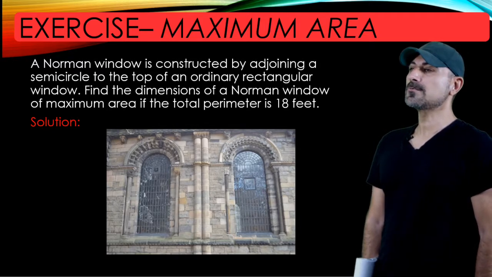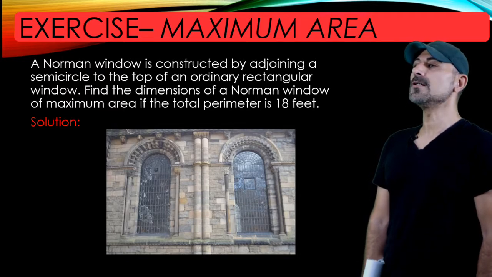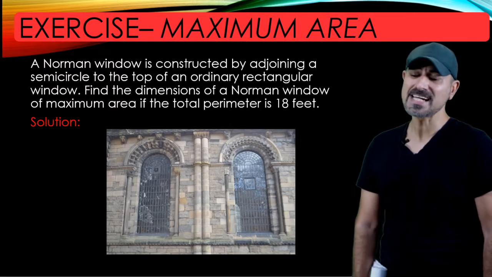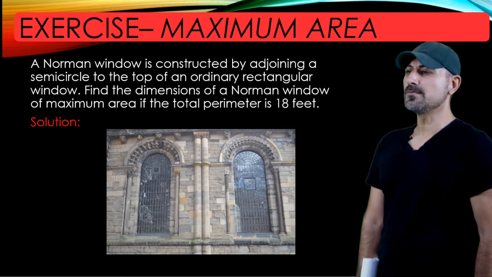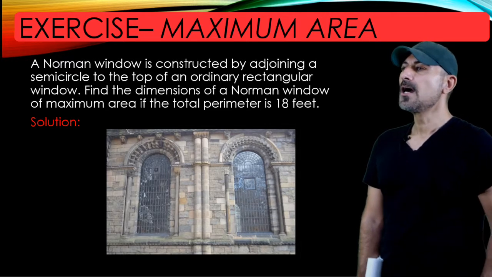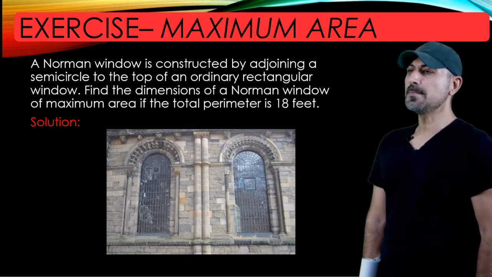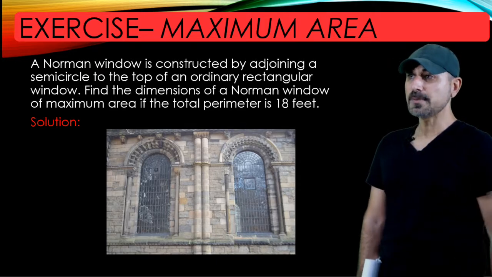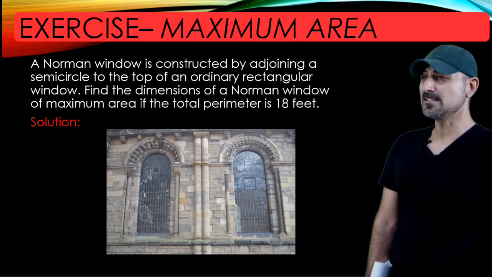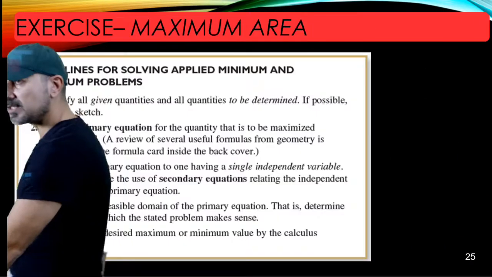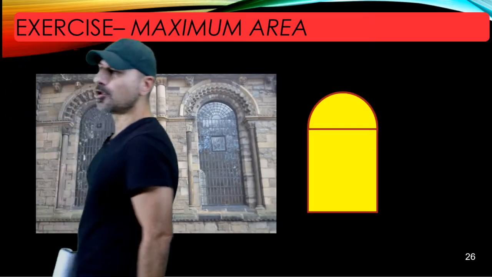So let's just try to read the statement of the problem. We have a Norman window constructed by adjoining a semicircle to the top of an ordinary rectangular window. So you have two pieces. The question is asking us to find the dimensions of a Norman window of maximum area if the total perimeter is 18 feet. And here is a good outlook of the Norman window.